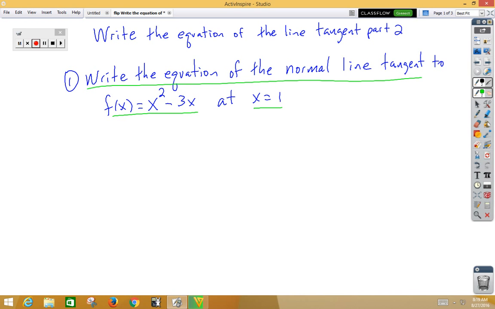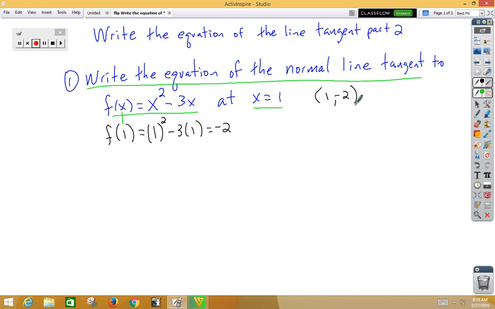If I want to find the point first, I'm simply going to plug in my x value into my function. So notice I'm going to replace all of my x's with a 1. I get 1 squared minus 3 times 1. That would be 1 minus 3, which is negative 2. So I now have a point, 1 comma negative 2, to use.